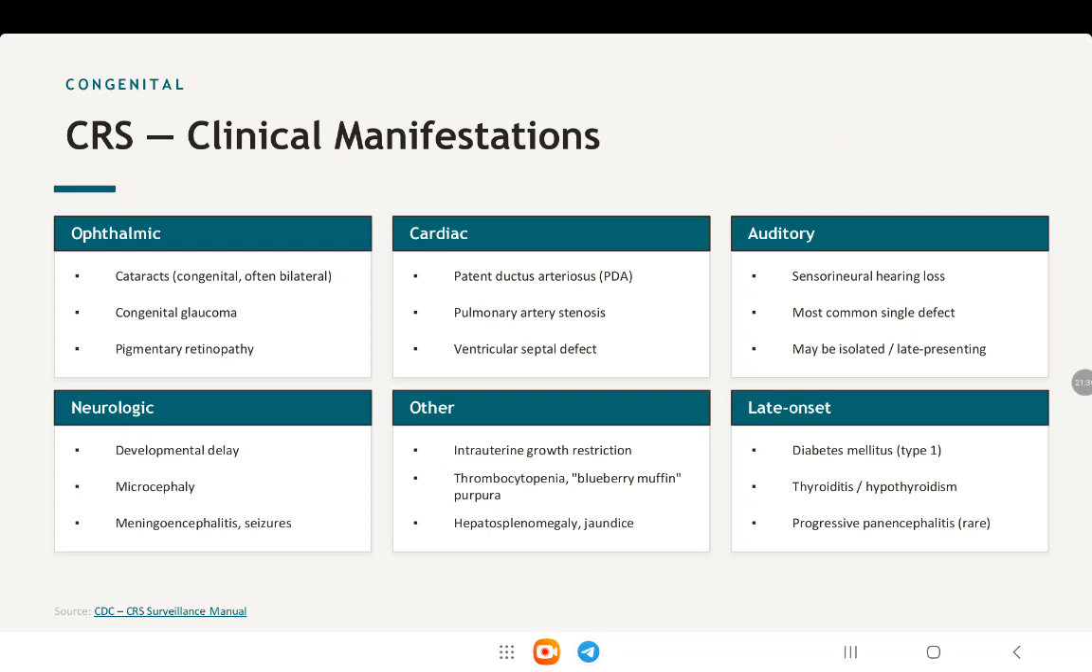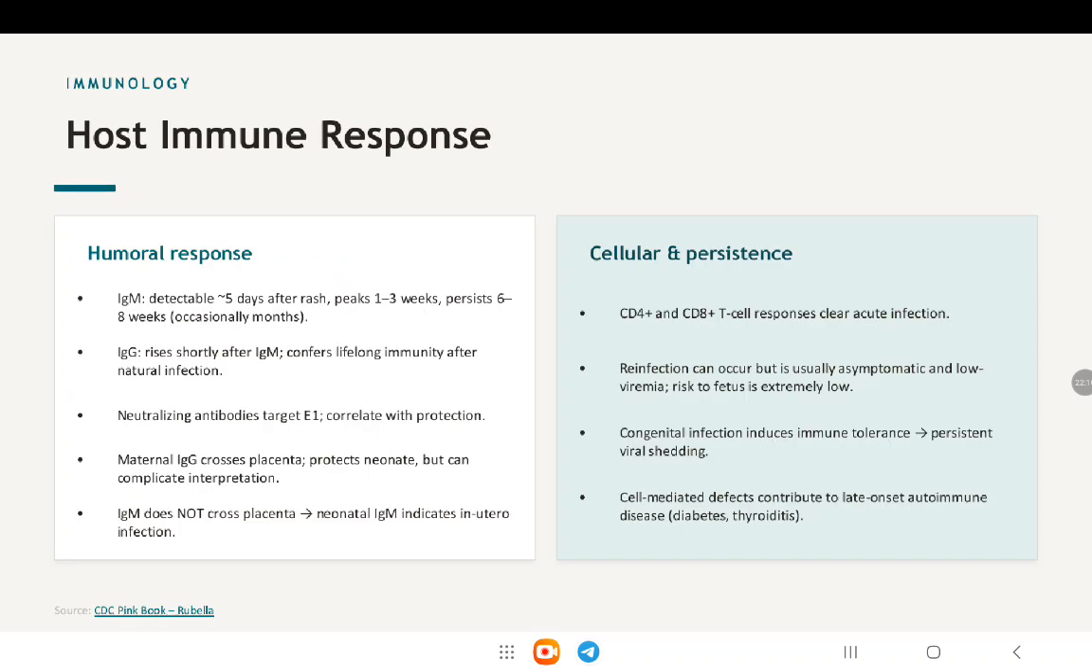The clinical features of congenital rubella include eye infection with cataracts in neonates, cardiac involvement, and ear involvement leading to hearing loss, or neurological complications such as developmental delay in the neonate. It can also cause thrombocytopenia, and can lead to autoimmune diseases developing later in life, such as diabetes mellitus type 1 or hyperthyroidism, or progressive panencephalitis, which is a very rare complication of rubella infection.